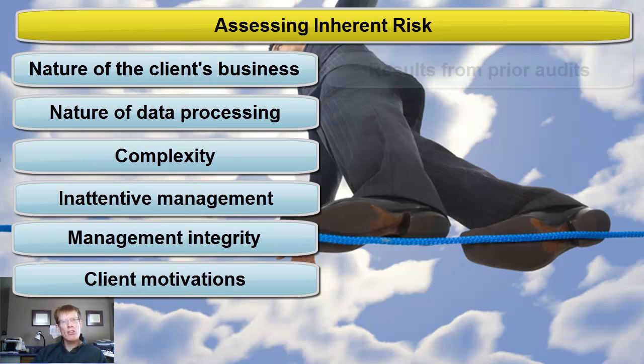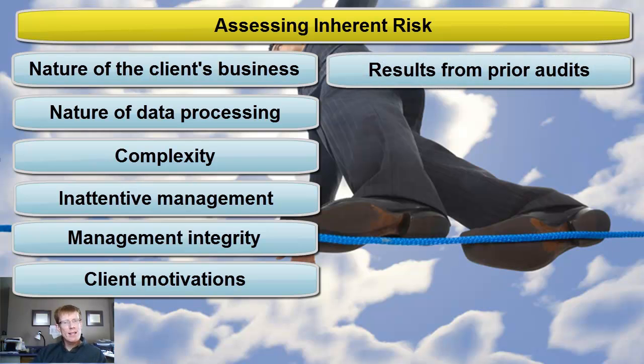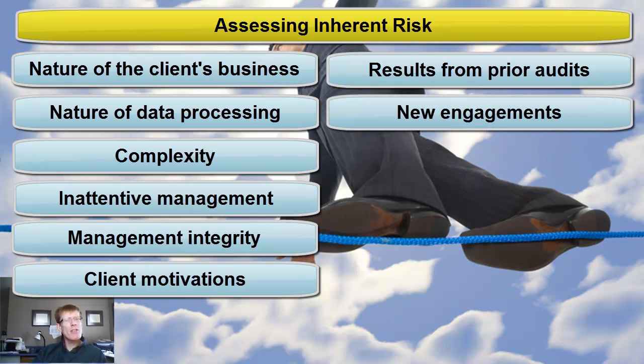Next, consider the results of previous audits. Weaknesses in prior years often recur and continue to exist because they are systematic in nature and clients are slow to make changes. A higher inherent risk last year may lead to a higher inherent risk this year. New engagements are by their nature more risky as the auditors lack familiarity with the client and their business. So for new clients, inherent risk is often higher.